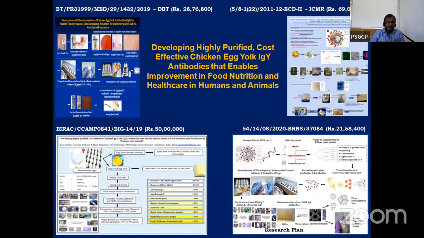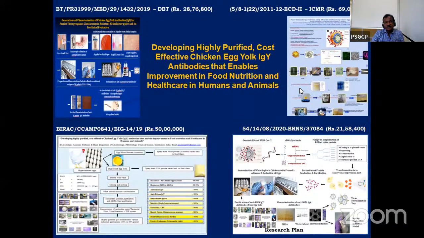These antibodies come from eggs, and since they are from eggs, it is a functional food. We can incorporate or fortify it into anything, any probiotics, or even curd can be used for this purpose. It's an ongoing project, and we are working with PG Medical College, Department of Microbiology, our collaborator.